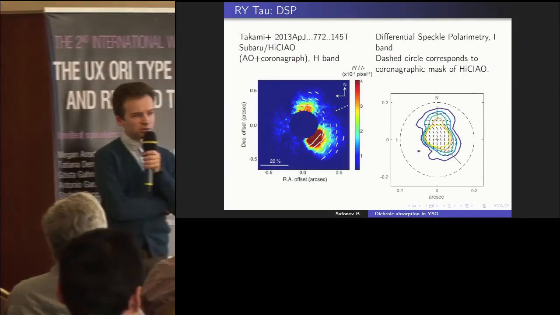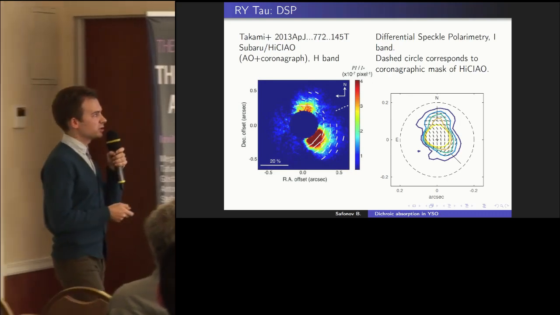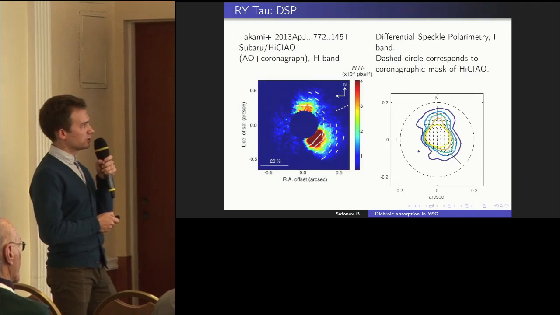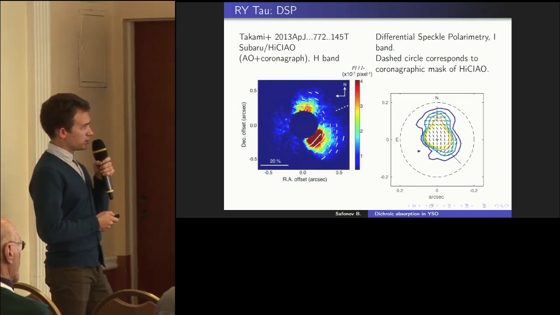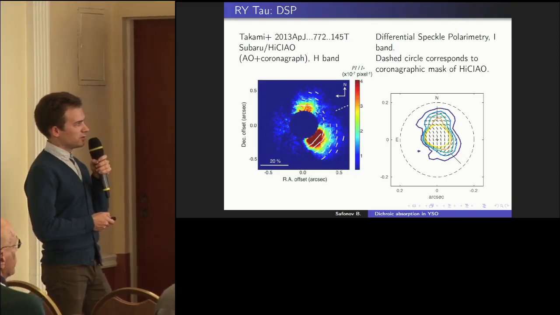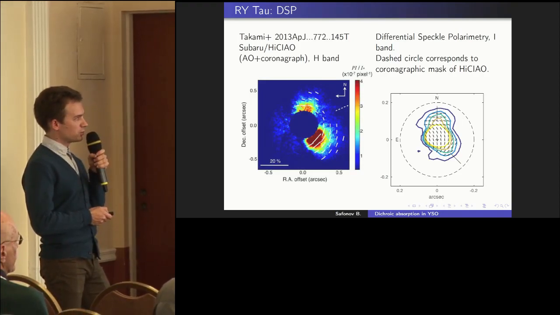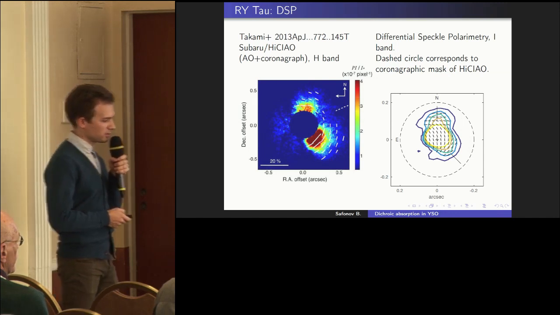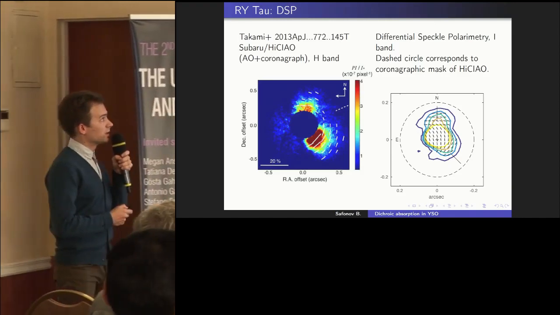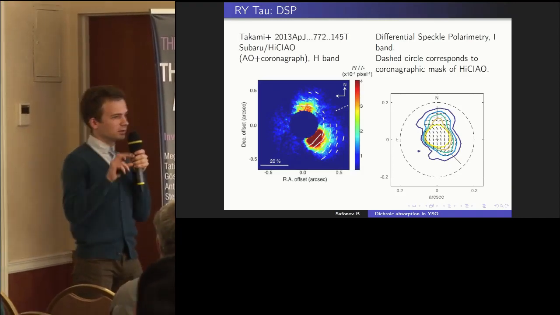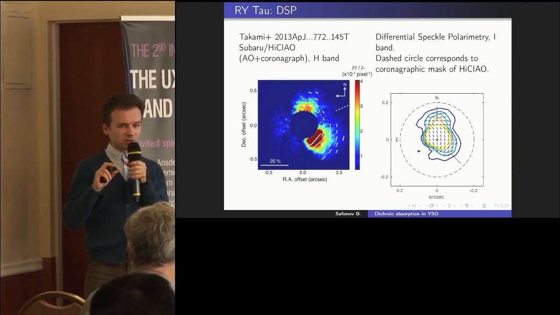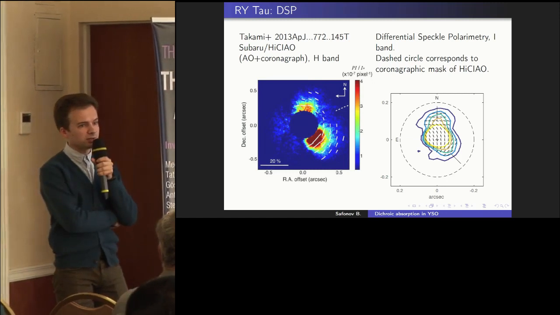Probably there should be some scattering material to generate polarization, and indeed it was detected using HiCIAO at Subaru, which is a coronagraph. Two features were detected, which were interpreted by Takami as a geometrically thick but optically thin structure above the disk.